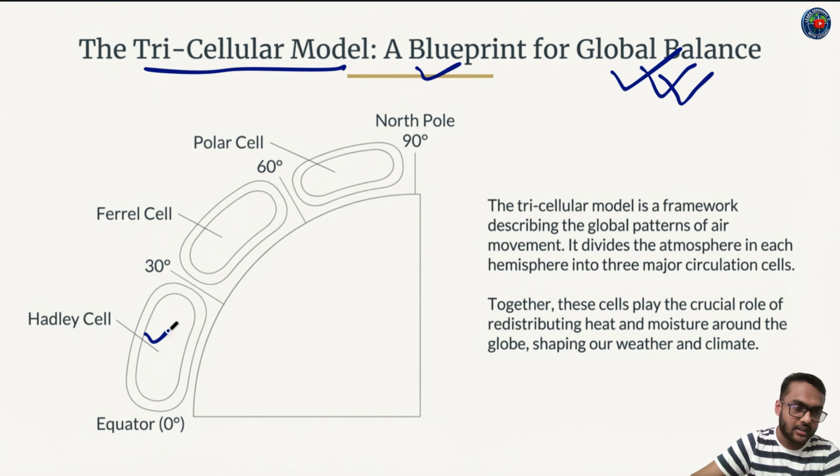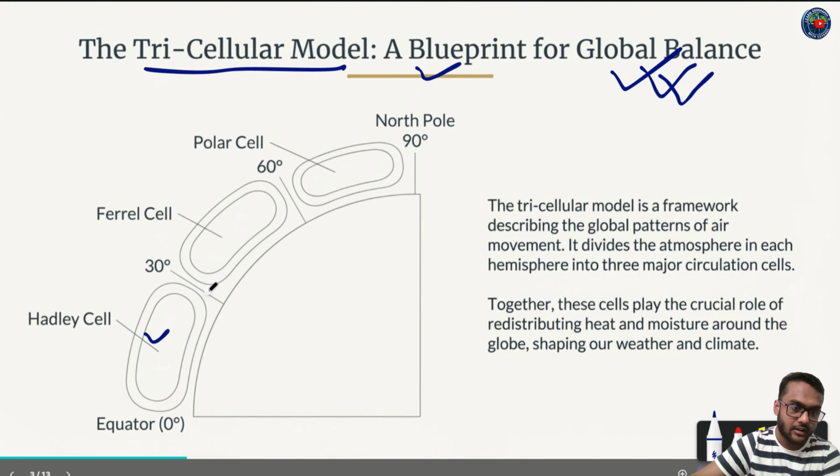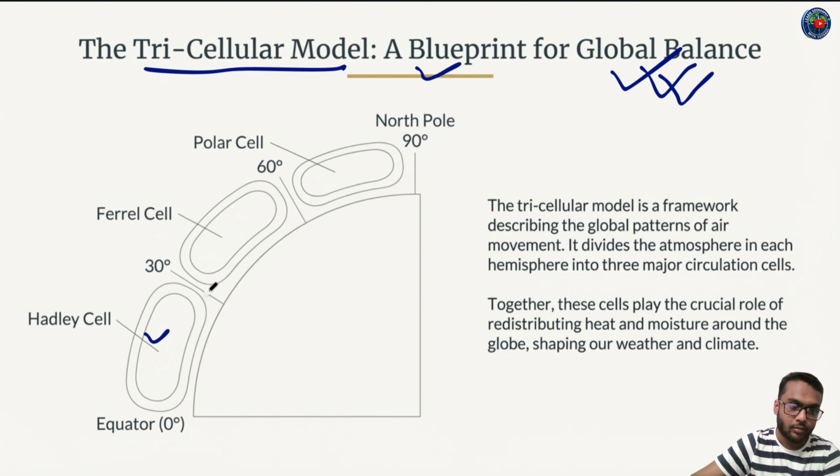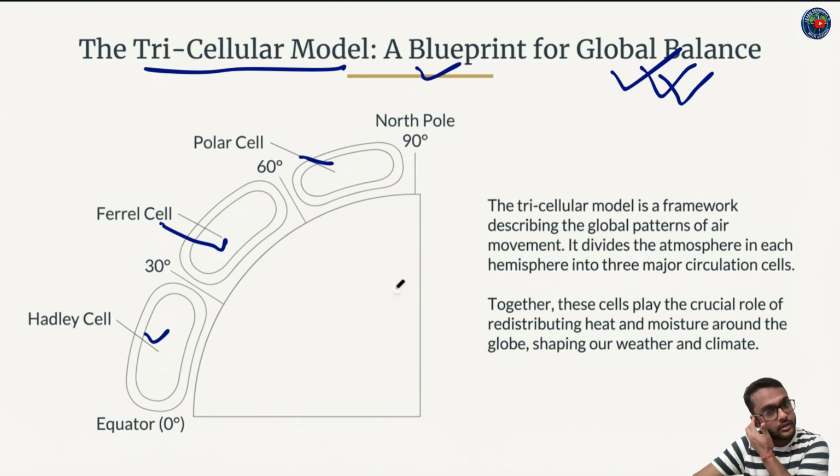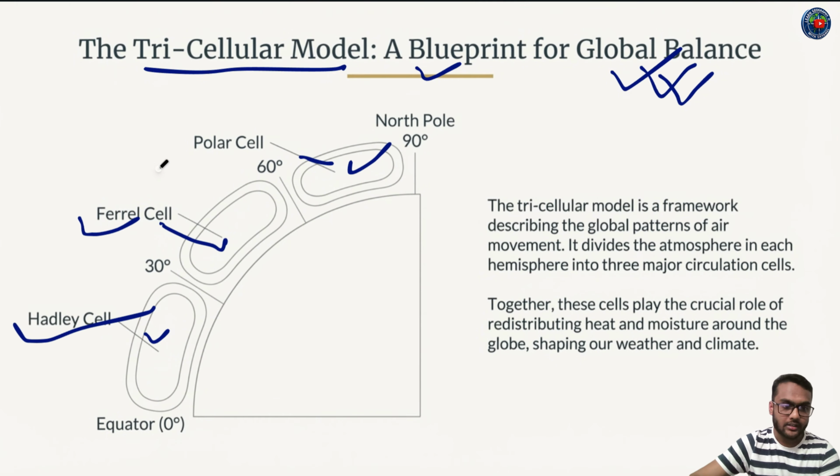Now, this is the Hadley cell, between the equator and 30° latitude, both south and north. Then between 30° and 60° north and south latitude, the Ferrel cell is situated. And the polar cell is situated between 60° and 90° north and south latitude. Hadley cell, Ferrel cell and polar cell.